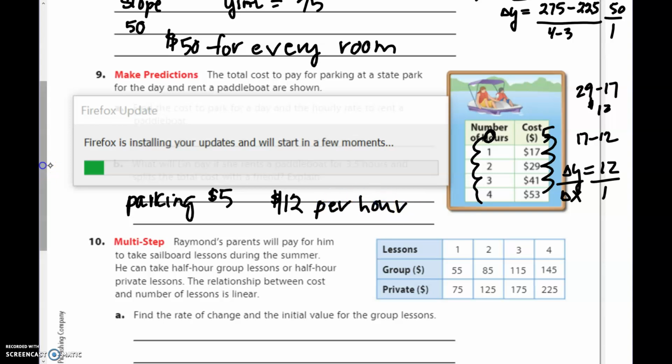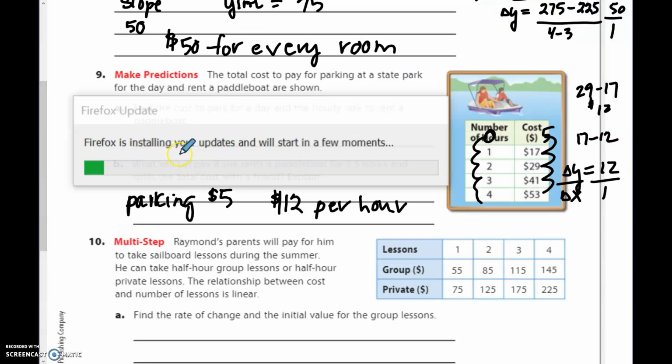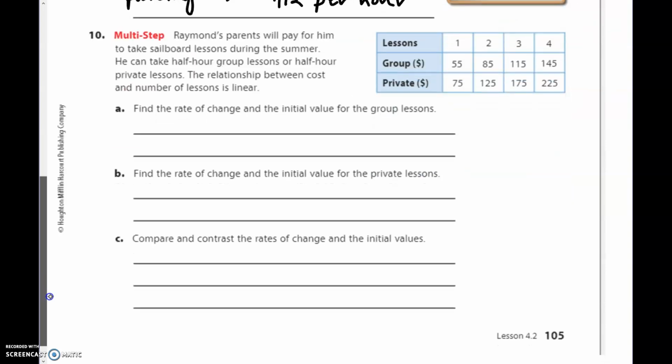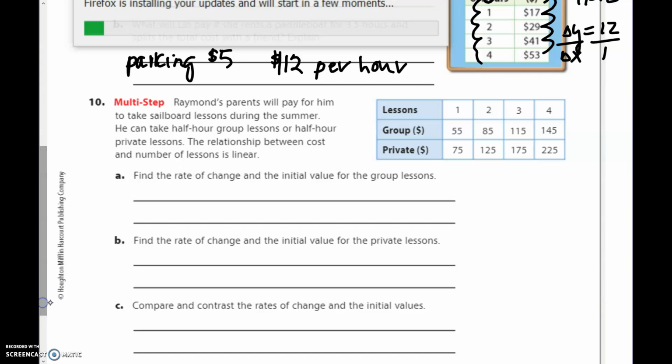All right, our last question here is number 10. So Raymond's parents will pay for him to take sailboat lessons. He can take either half-hour group lessons or half-hour private lessons. And they're telling us that this relationship is linear. So part A wants us to find the rate of change, which is your slope, and the initial value, which is your Y-intercept.